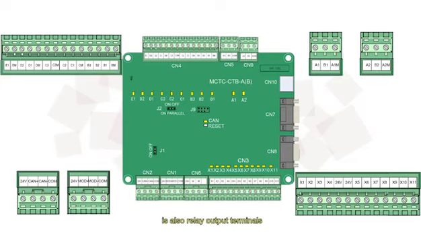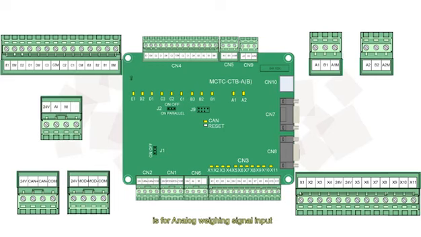CN9 is also relay output terminals, drive capacity 3 ampere 250-volt AC or 1 ampere 30-volt DC. It is used to control the cabin light on or off. A2A 2M is NC terminals, B2A 2M is NO terminals.